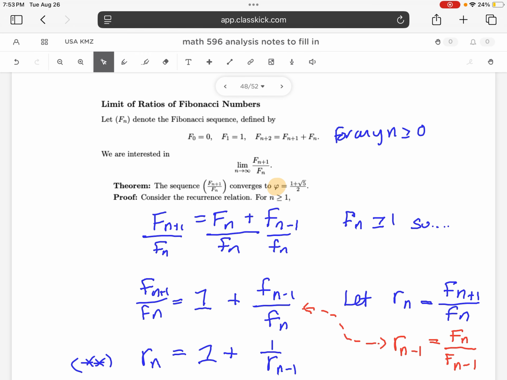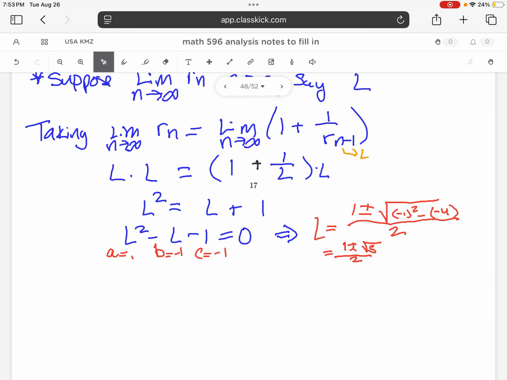We wanted to show that this converges to the limit L of 1 plus the square root of 5 over 2. That's basically what we got here, except we technically got two answers here, right? We got 1 plus or minus. So how do we know which is the correct limit, if any, if we're getting two different values here?